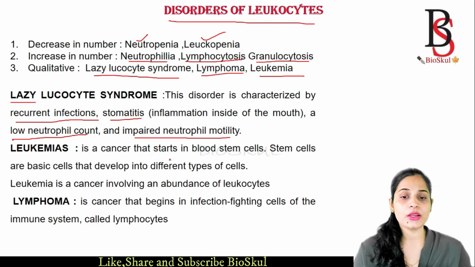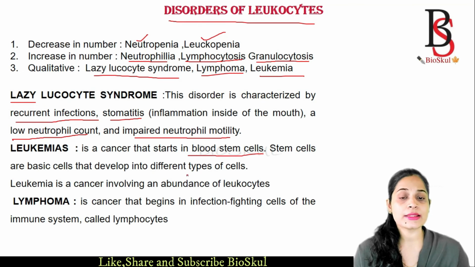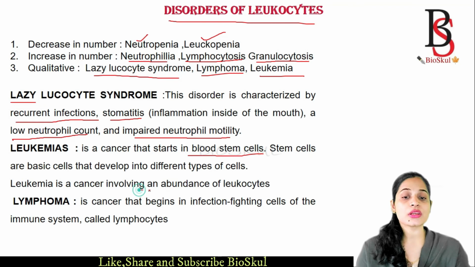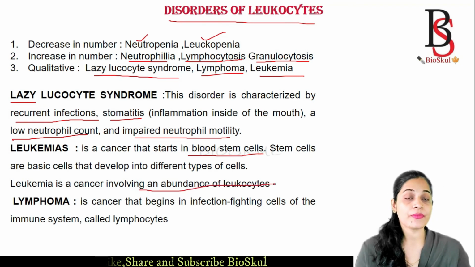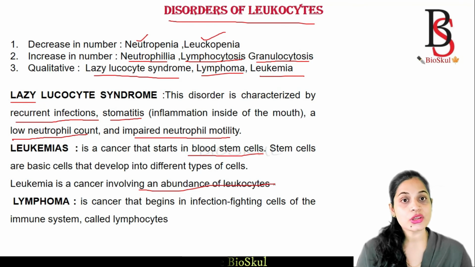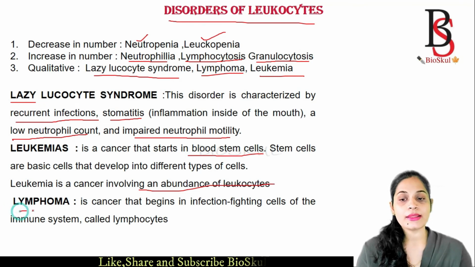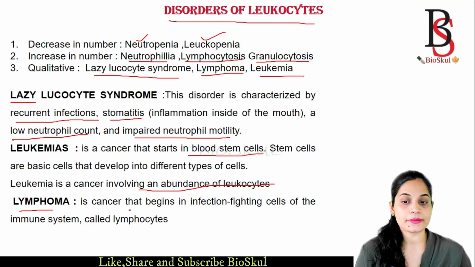Then the leukemia. Leukemia is a cancer that starts with the blood stem cells, and the stem cells are the basic cells that produce the different types of blood cells. Leukemia is a cancer that involves an abundance of leukocytes. Then the lymphoma. Lymphoma is a cancer of the lymphocytes.